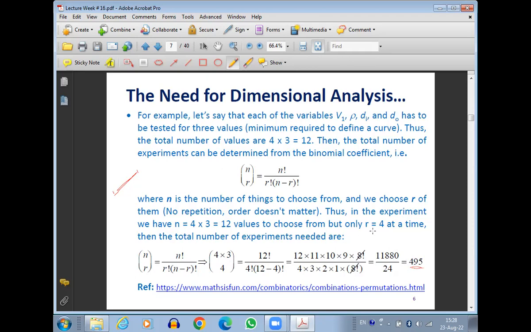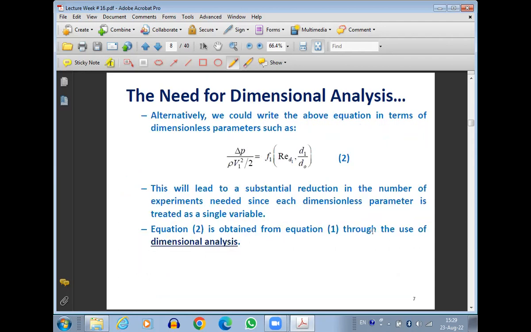Obviously, experiments are conducted on real-time lab scale apparatus, and it's going to take time and effort, and the economics and cost will be involved. These costs are significantly reduced if we reduce the number of experiments needed. So what we do is perform dimensional analysis and develop dimensionless groups.